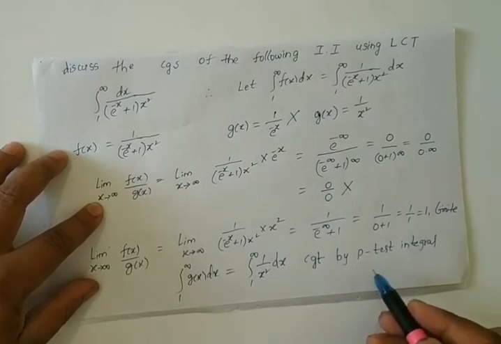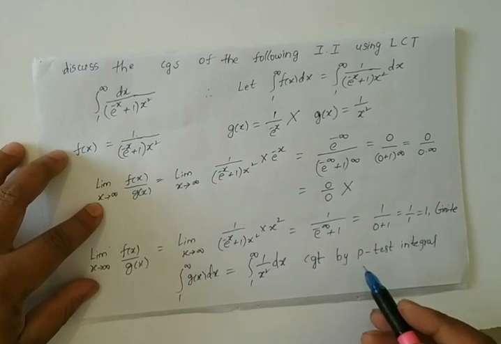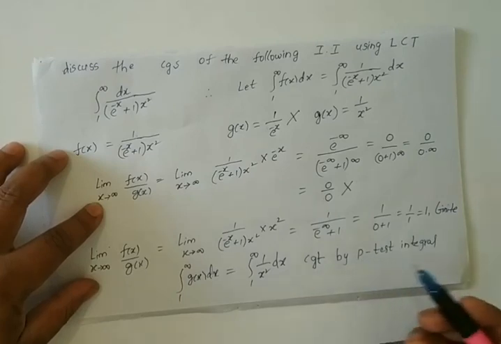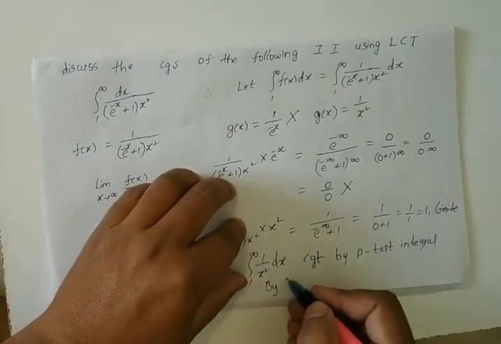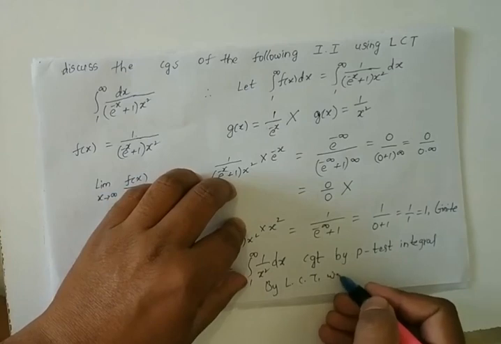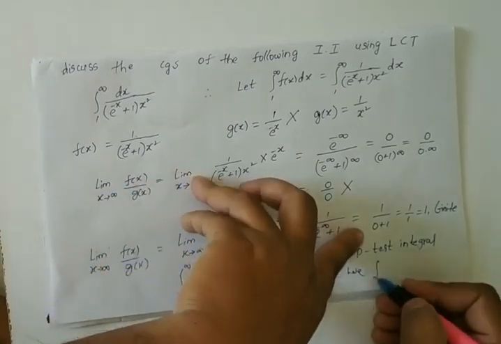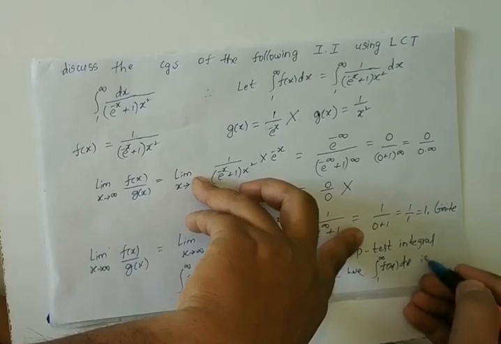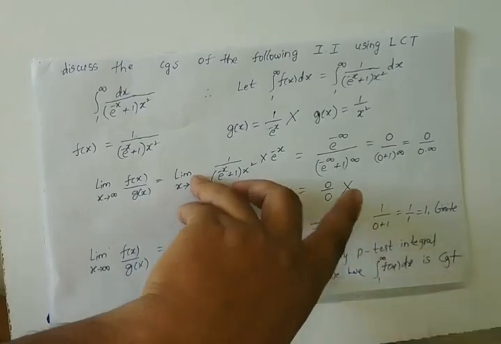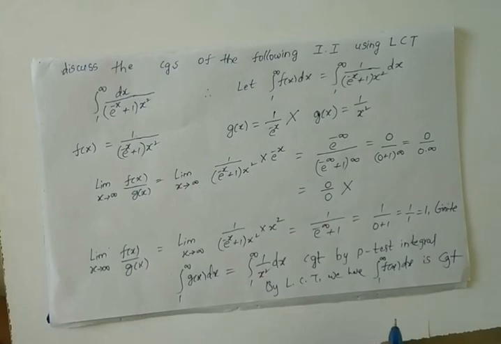Therefore, by limit comparison test, we can say that integral from 1 to infinity f of x dx is convergent. Okay, write down. By limit comparison test we have integral from 1 to infinity f of x dx is convergent. That's all. Okay, students, listen very carefully. I will explain once again.